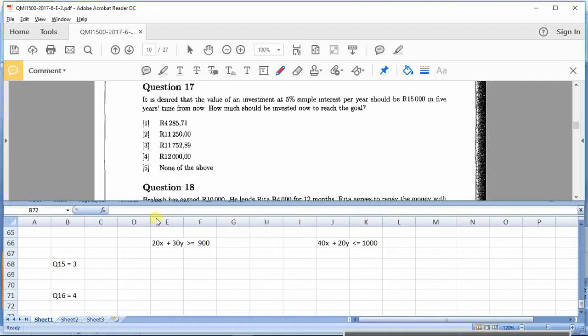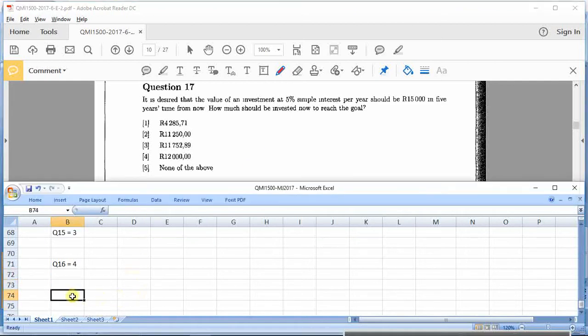Okay, now we've got all the fancy mathematics in terms of financial maths. These are nice to do. Okay, it is desired that the value of an investment at 5% simple interest per year should be 15,000 in 5 years' time from now. Okay, so that's your 15,000, your future value, equals your PV, open brackets, 1 plus rt, close brackets.